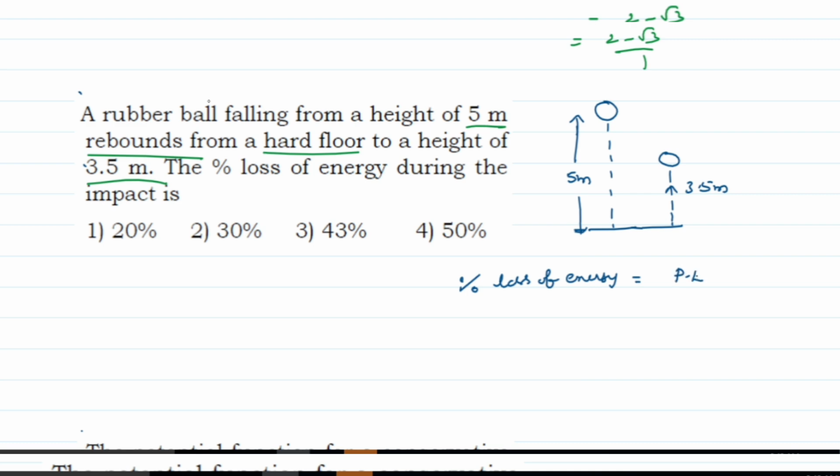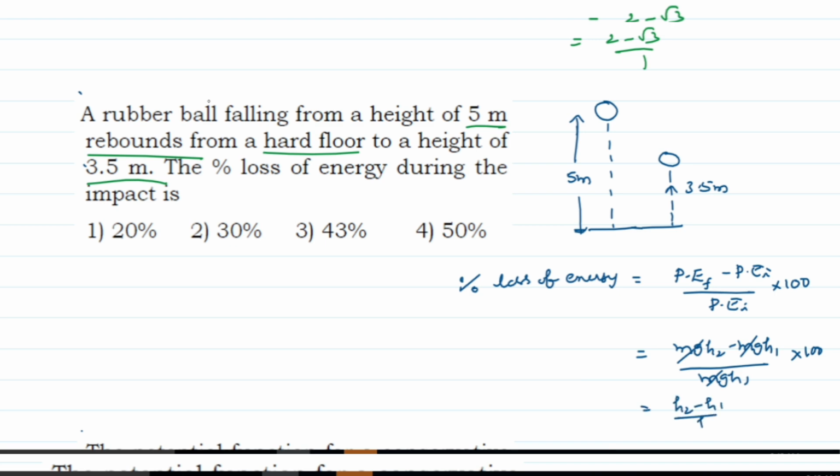So you can take the percentage change in the potential energy as PE final minus PE initial by PE initial into 100. That's nothing but mg into h2 minus mg into h1 by mg into h1, into 100. When you take mg common, it gets cancelled, which will be equivalent to h2 minus h1 by h1 into 100.